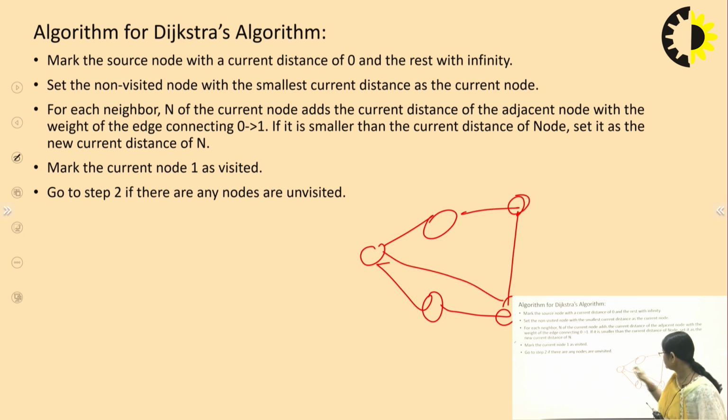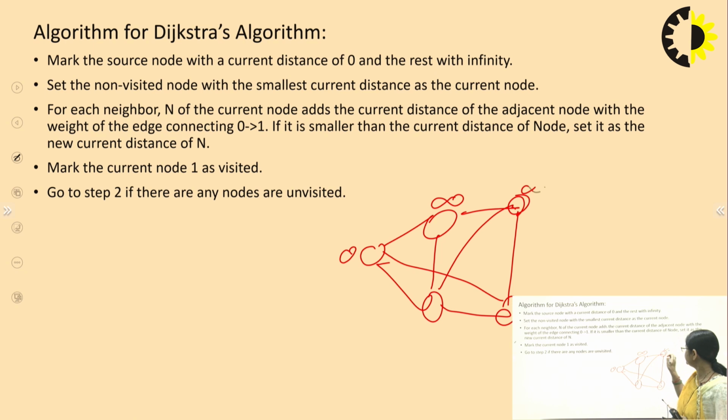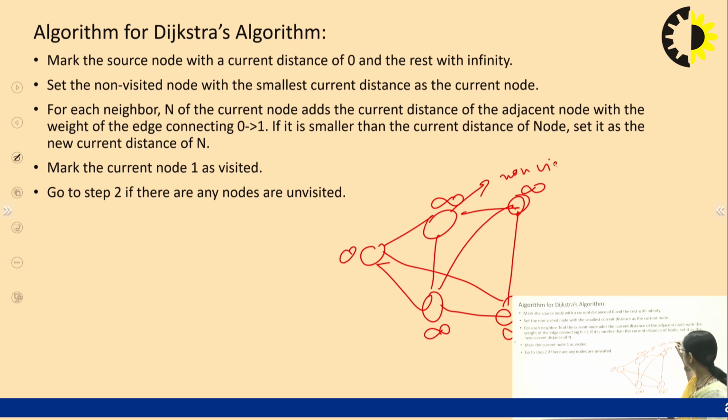We are taking one node as a source and all the other nodes or vertices are marked as infinity, right? And these nodes are set as non-visited nodes. It means that we have not started our journey, or we have not visited that node, right?